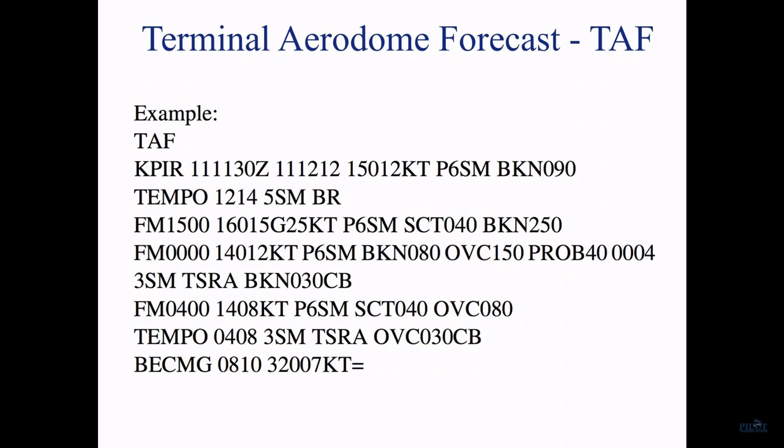FM is used when a rapid and significant change, usually within an hour, is expected. Becoming is used when a gradual change in the weather is expected over a period of no more than 2 hours. Tempo is used for temporary fluctuations of weather expected to last less than 1 hour. 10. Probability forecast. A given percentage that describes the probability of thunderstorms and precipitation occurring in the coming hours. This forecast is not used for the first 6 hours of the 24-hour forecast.